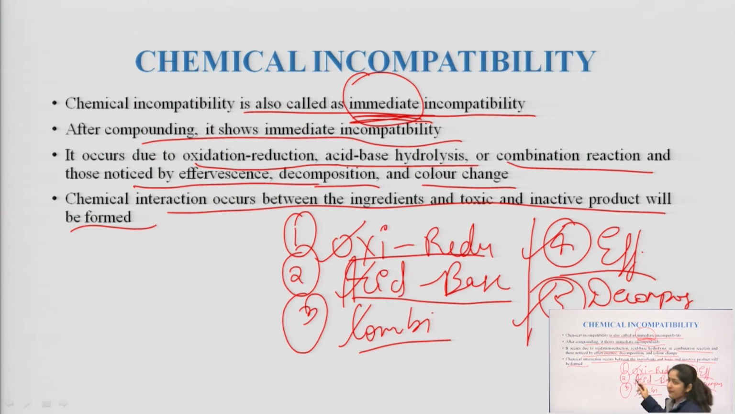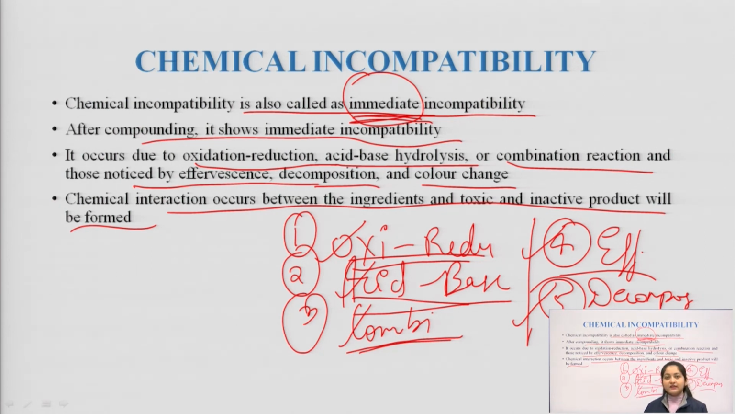So, clubbing that chemical incompatibility: very first, it is a sort of immediate incompatibility, and it does not take a huge amount of time to occur. The incompatibility is majorly due to oxidation reduction, acid base hydrolysis, combination reaction, or effervescence or evolution of gases, or sometimes decomposition reaction. Whenever you are mixing two things, the product is actually decomposed. So, what you get is nothing. Here the resultant is completely an incompatible reaction.